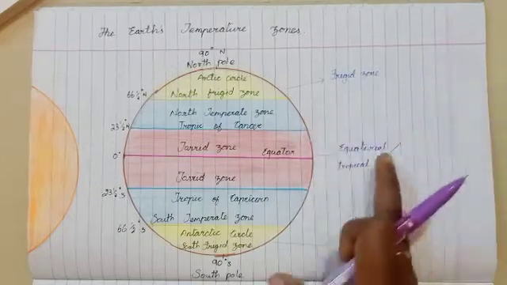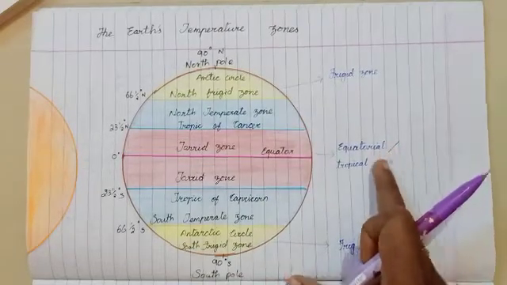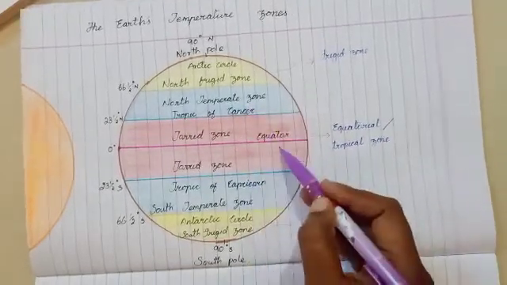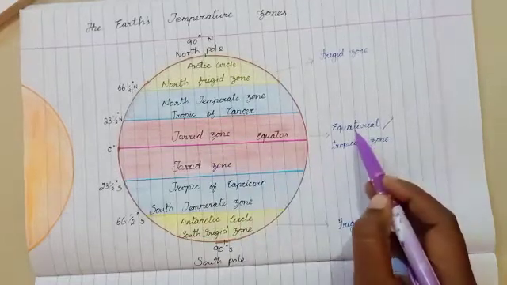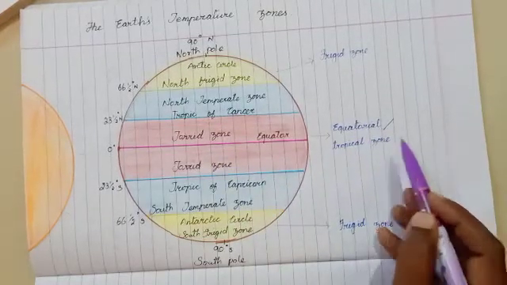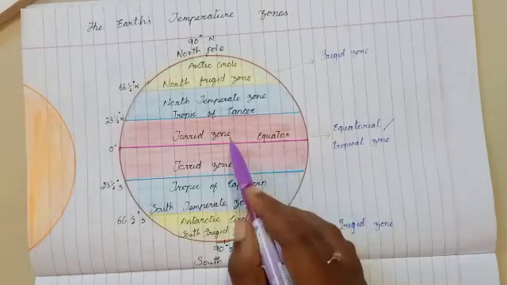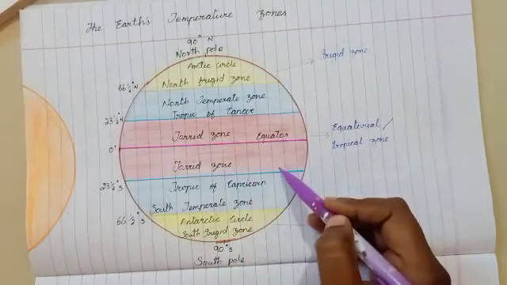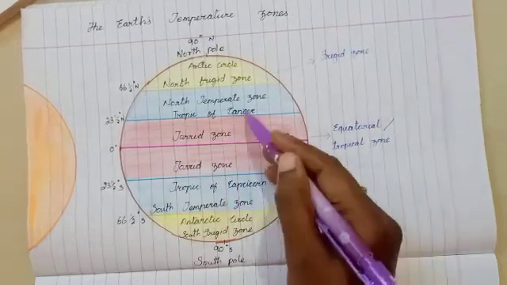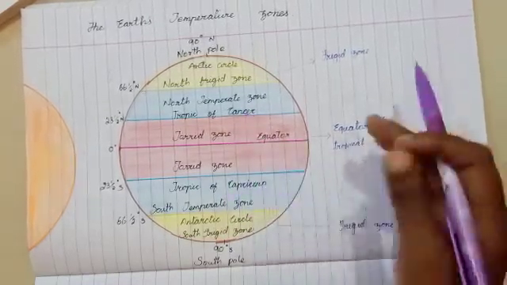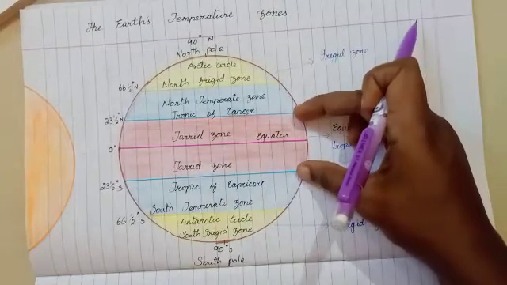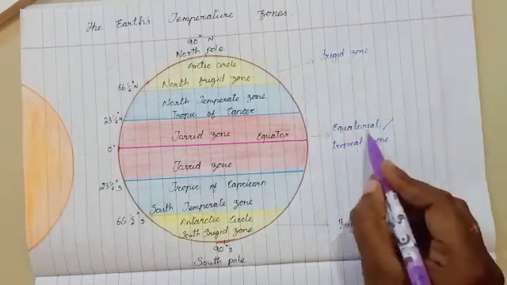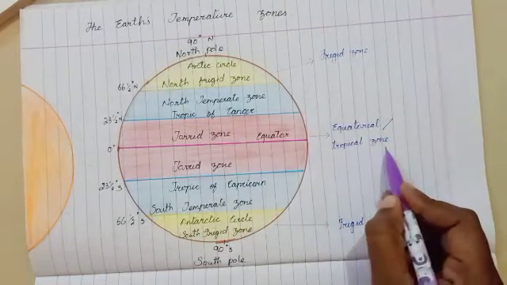It is also called the equatorial zone or the tropical zone, as it is in the tropics and at the equator. So here we have to know that the part above the equator and below the equator, between the Tropic of Cancer and Tropic of Capricorn, is called the torrid zone, right? It is also called the equatorial zone or tropical zone.